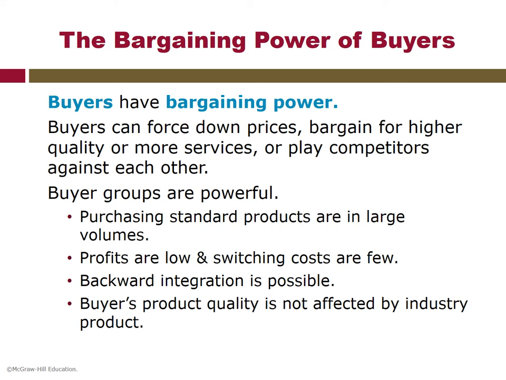So backward integration example, a baker who bought flour from a processor, okay, then they're going to buy their own flour or wheat in the market. Of course, if you're going to buy from the processor, it will be spending less.